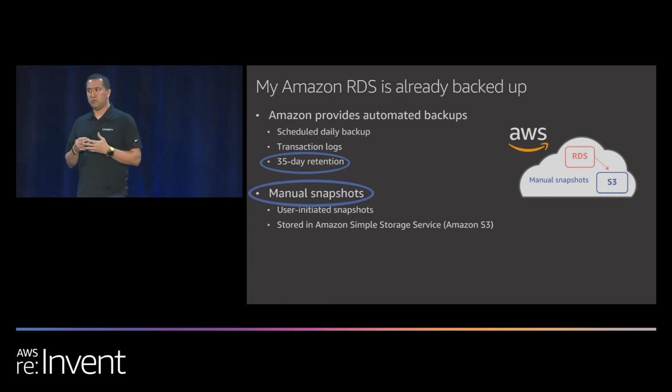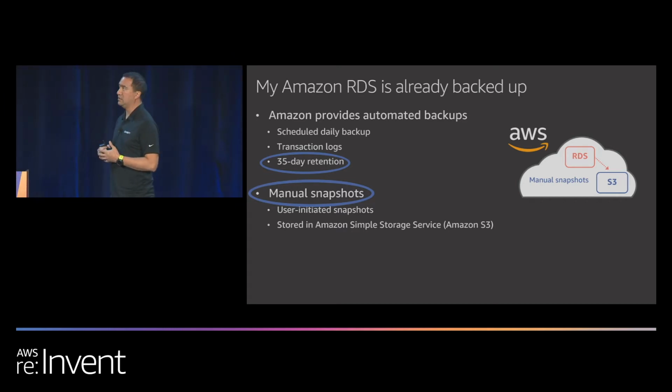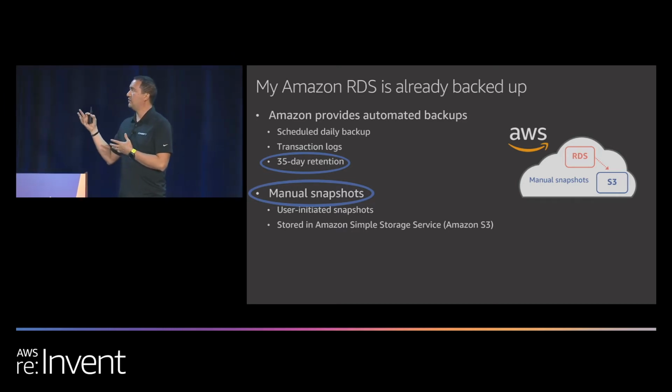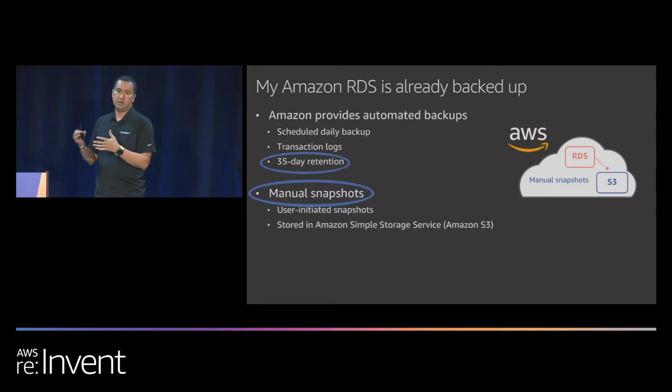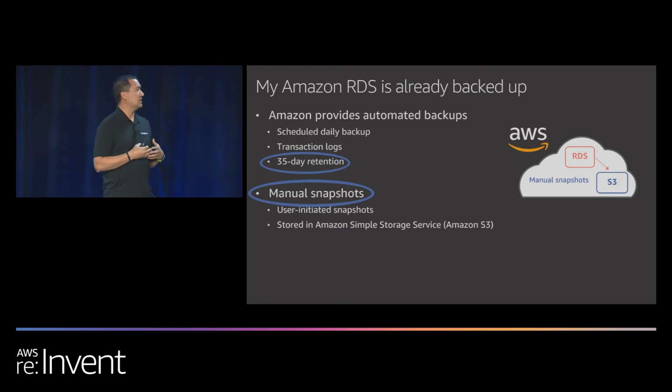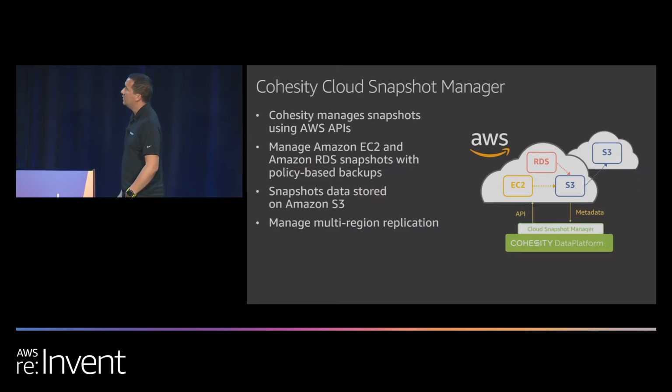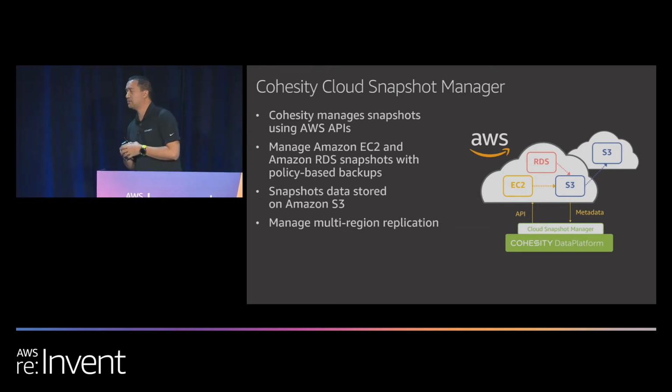And one of the themes that we always talk about is how do we make it easy, right? How do we simplify that? If 35 days doesn't work on the built-in process, I can manually do it, but that's something else I have to manage, something I have to think about. The manual retention and manual snapshots are another thing that I have to think about. And that's where we come in, and we have our Cloud Snapshot Manager.